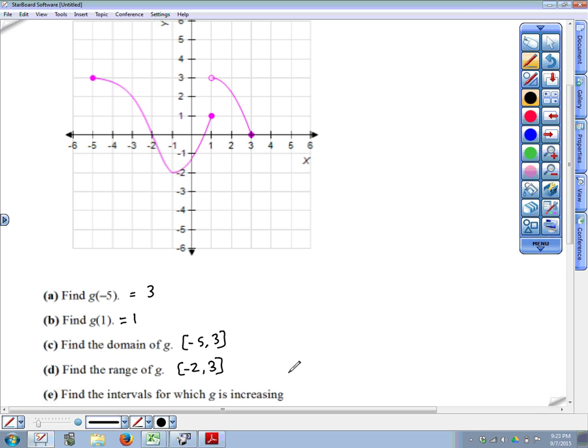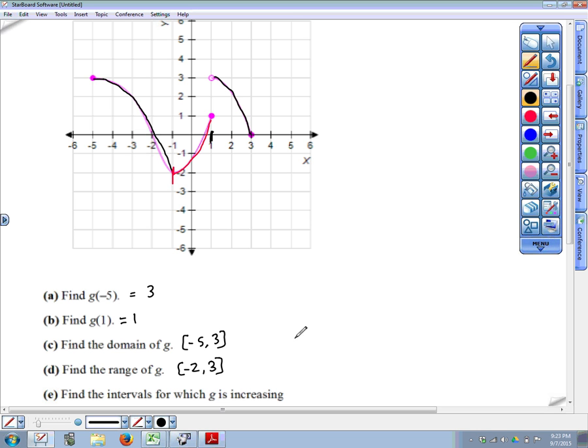Now finding the intervals for which g is increasing, the thing you've got to remember is only x values. When you're stating intervals of increase or decrease, you're only using x values. So reading the graph from left to right, the first thing this graph does is it decreases. The graph is decreasing, or the y values are decreasing, right to there. But starting at this x value, the graph begins to increase again up until this x value, and then the graph decreases again.